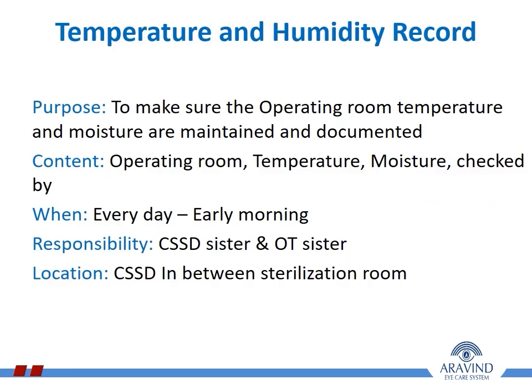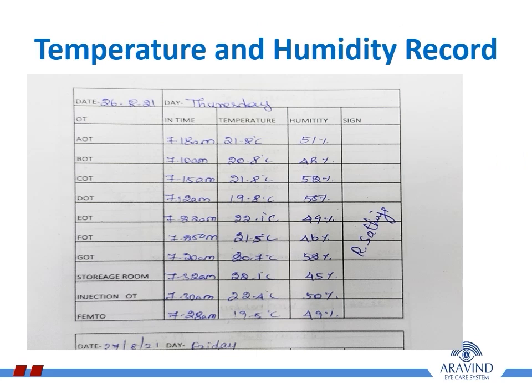Next is the temperature and humidity record. The purpose is to make sure the operating room temperature and the moisture are maintained and recorded well. It contains the operating room temperature, moisture and checked by person's signature. It is done every day, preferably early in the mornings. This picture shows the entry of the temperature and humidity record.